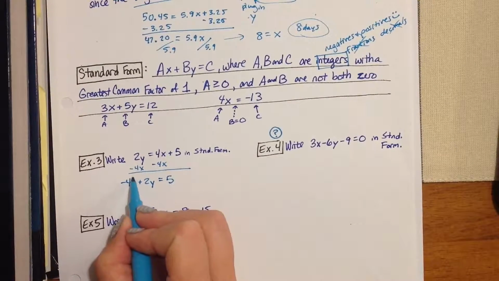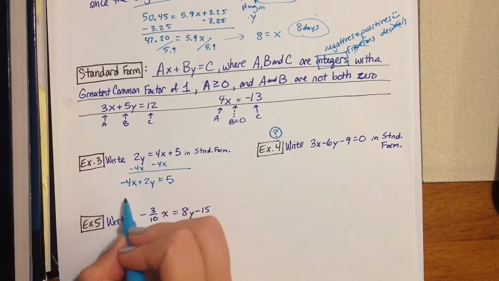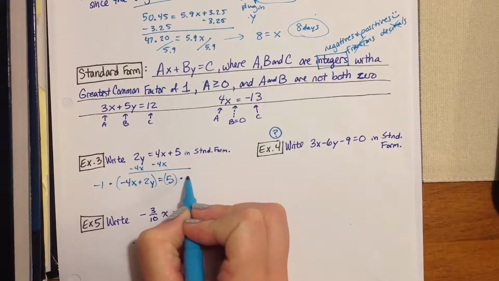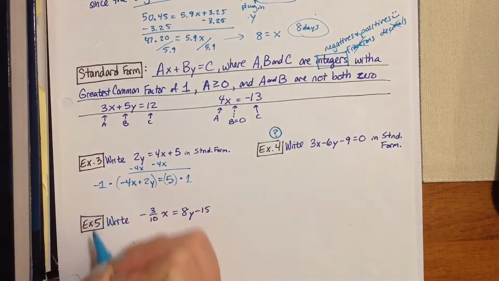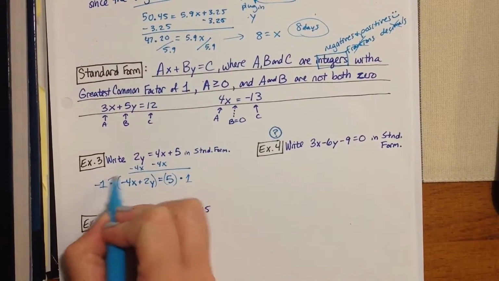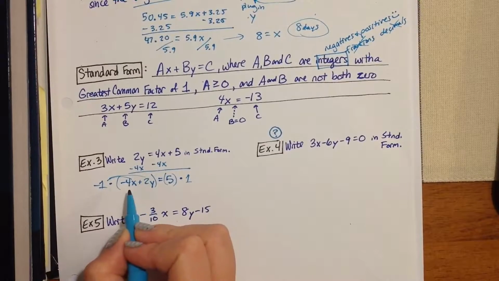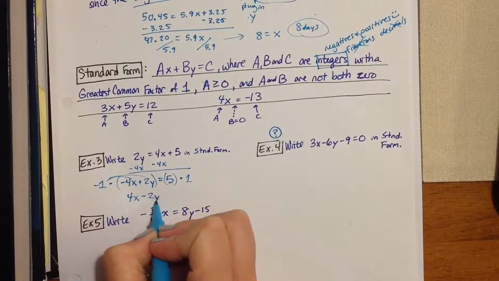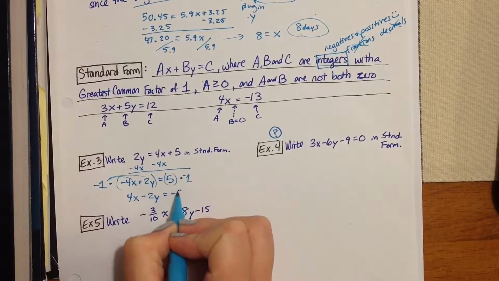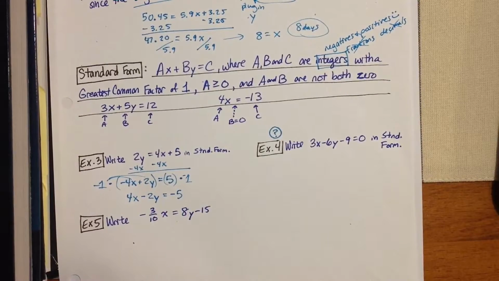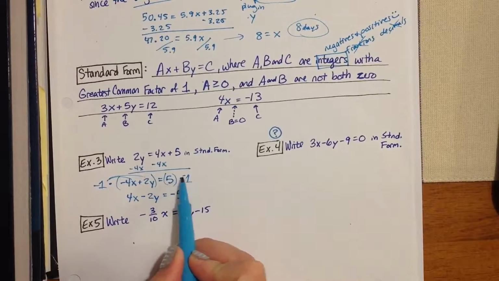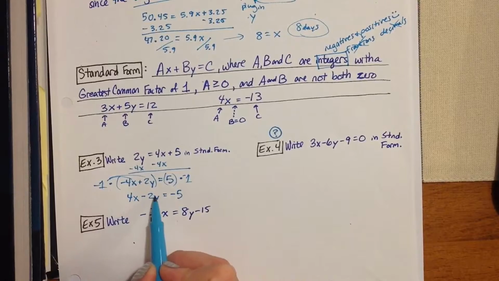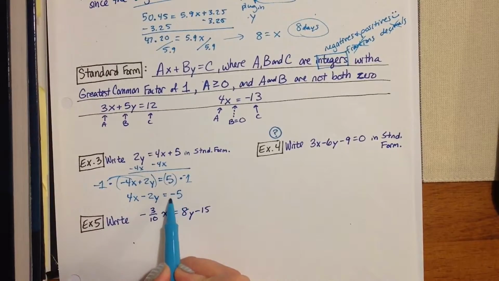Now, I'm not allowed to have a be negative, so I'm just going to multiply everything by negative 1. When I multiply everything by negative 1, don't forget to distribute that into the a and the b. So I'm going to get positive 4x minus 2y equals negative 5. Hopefully you just caught that I had dropped my negative, but I caught it, fixed it there. Hooray. So a is positive 4, b is negative 2, c is negative 5.